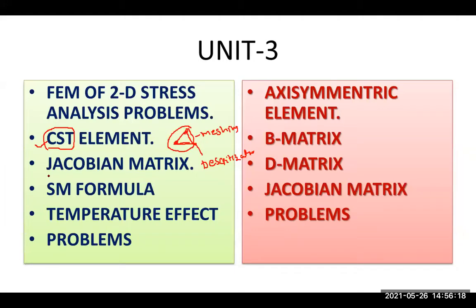Next, we'll focus on the term Jacobian matrix. This will be useful for solving the stiffness matrix, and moreover, this is a very, very important one. The Jacobian matrix can be defined for both CST as well as axisymmetric elements. So for this element also, it is possible to define the Jacobian matrix, and we're going to define that in the later classes. One by one we're going to complete it. Then after defining the Jacobian matrix, we're going to focus on the stiffness matrix formula for the CST element.